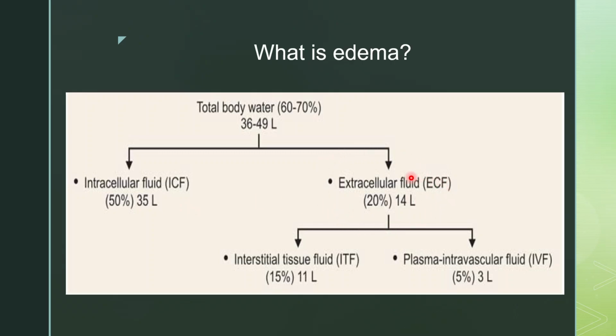This outside of the cell is further divided into intravascular and extravascular. The water located outside the cell can either be inside the blood vessel, then it is intravascular, which is roughly around 5%, and the rest 15% is in the interstitial fluid or extravascular compartment. It is here, when the fluid starts accumulating, that it results in edema. So the fluid present in the intravascular compartment goes into the extravascular compartment, which is called edema or swelling.